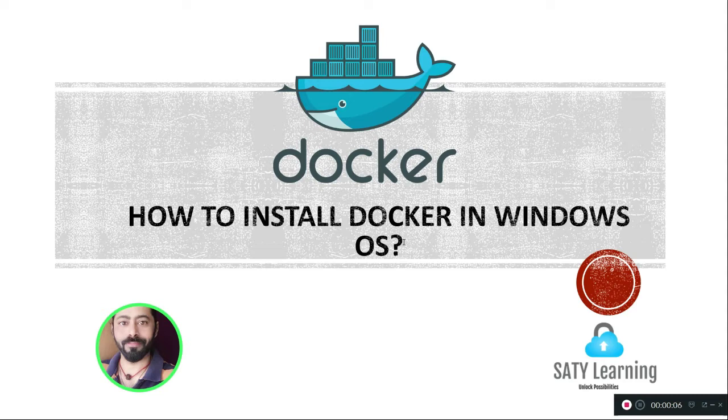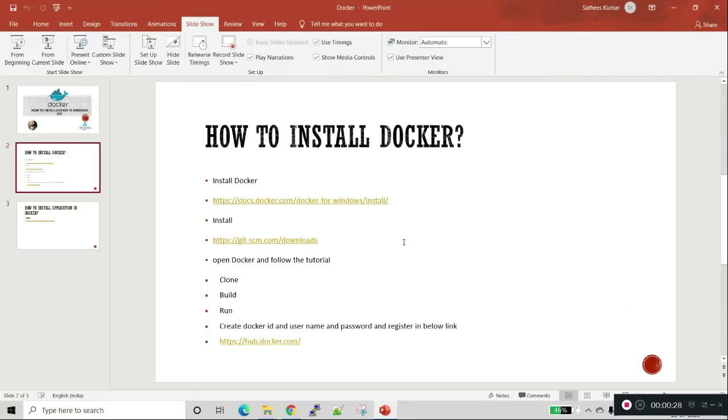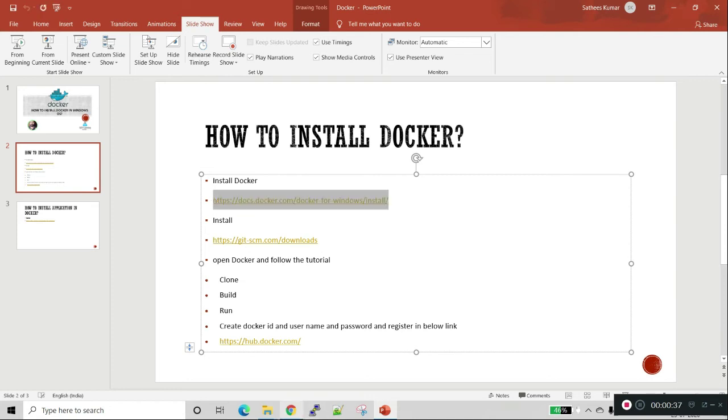In today's lab, we will learn what is Docker and how to install Docker in Windows OS and how to create a container in Docker and how to run our application in Docker actually. So now we will go to the Docker installation guide. There is a link provided by Docker. We will open it in Chrome and we will install Docker on my desktop.